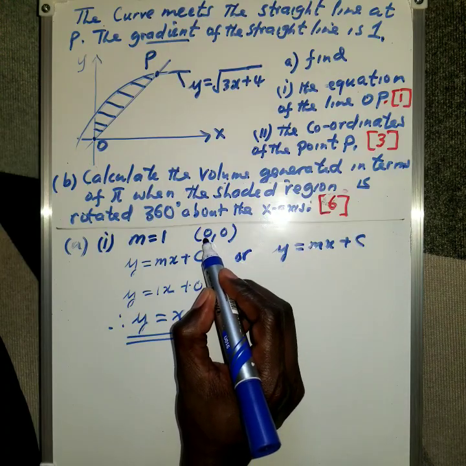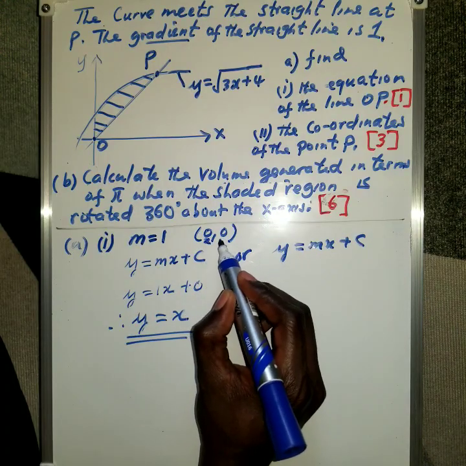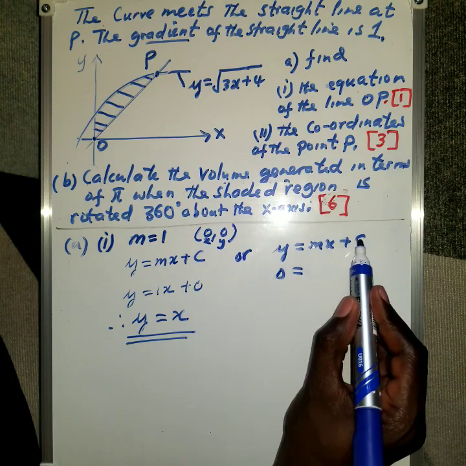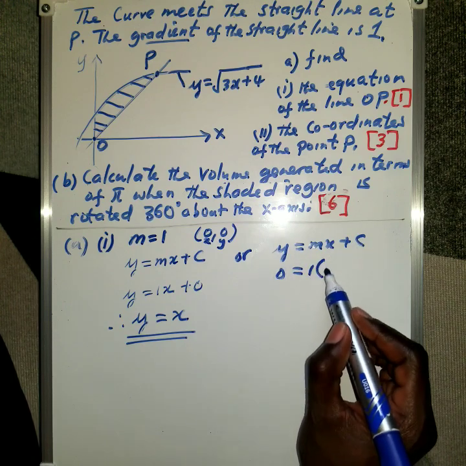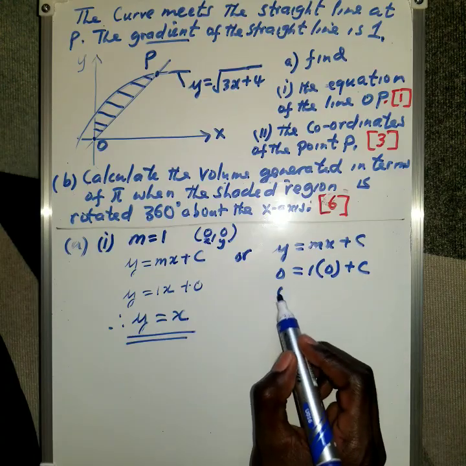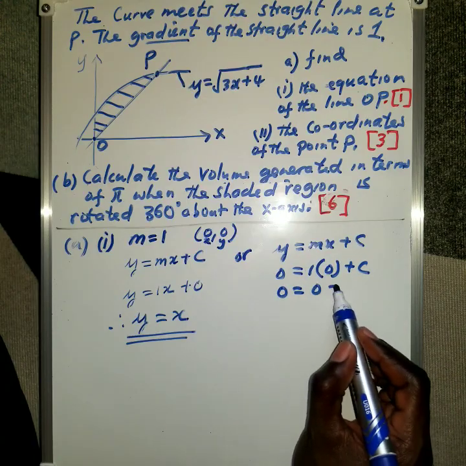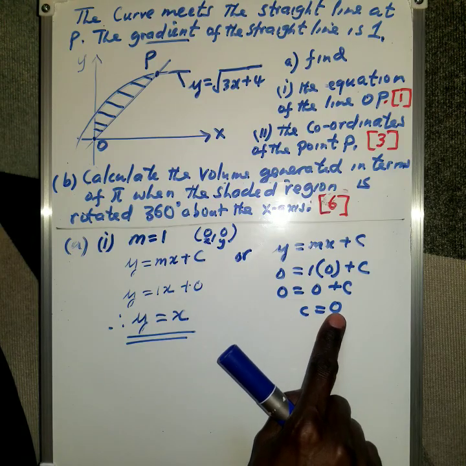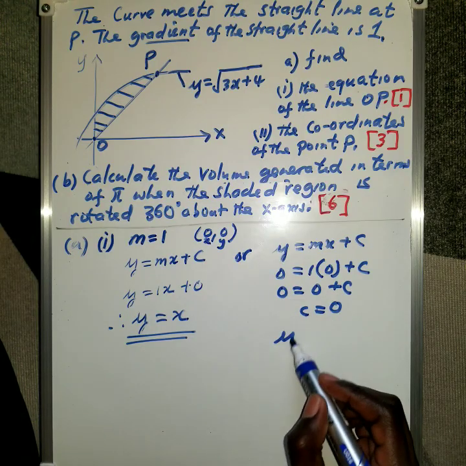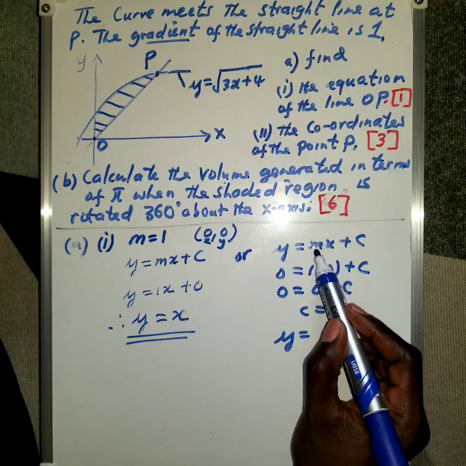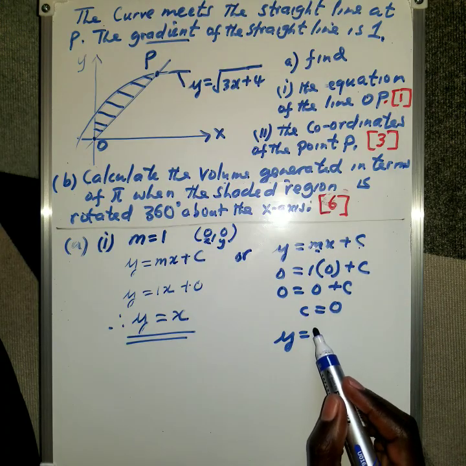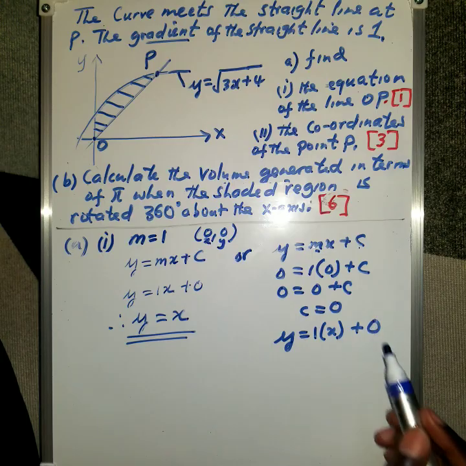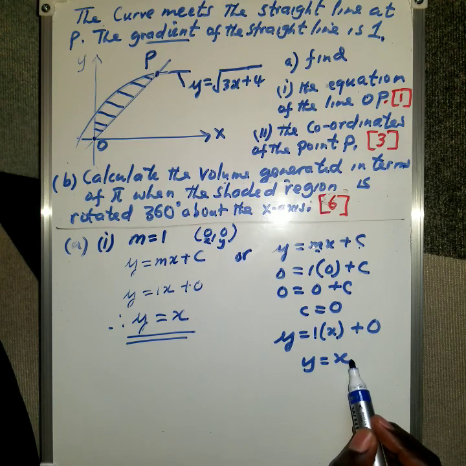But of course, if you are not so comfortable, what you can simply do is substitute these values, this is your x and that's your y, into that. So my y is 0, is equal to, my gradient is 1, but my x is 0, plus c. So it will be 0 is equal to 1 times 0, which is 0, plus c. So meaning c is equal to 0. Once you find that c is 0, you can replace in this one your gradient and your y-intercept. Gradient is 1, so 1 times x plus my y-intercept, which is 0. So it just gives us y is equal to x.